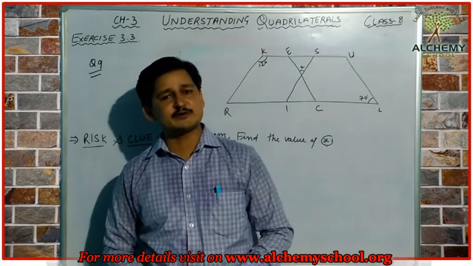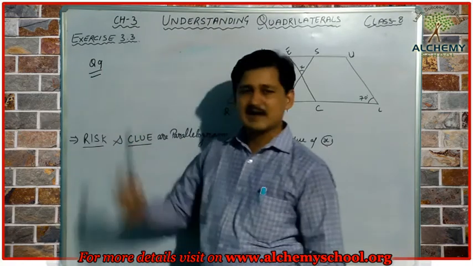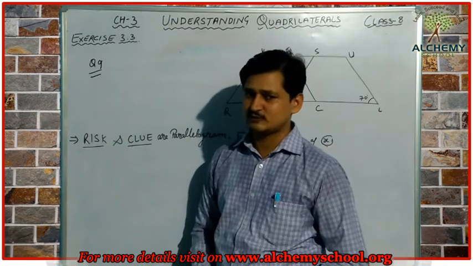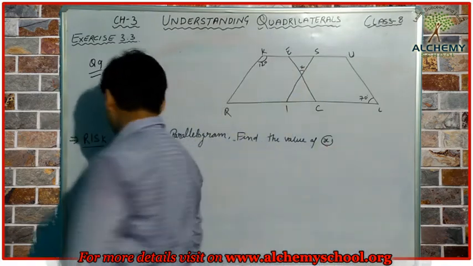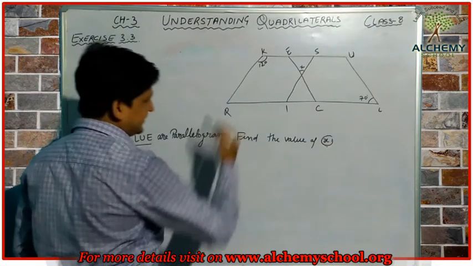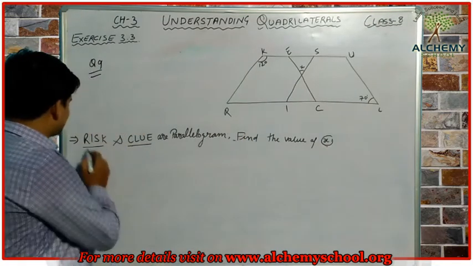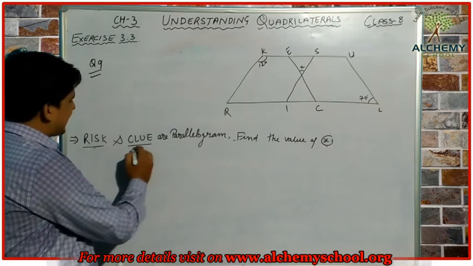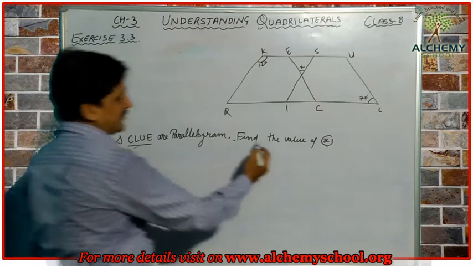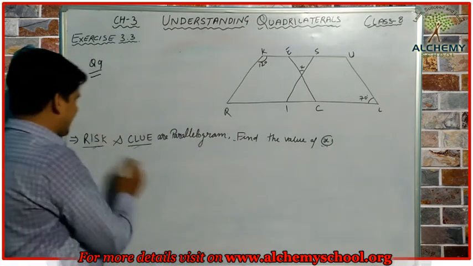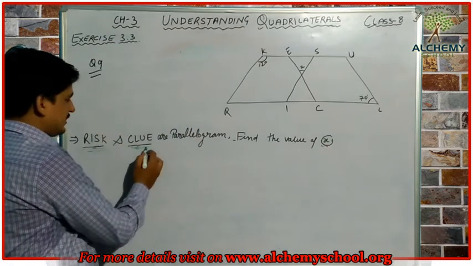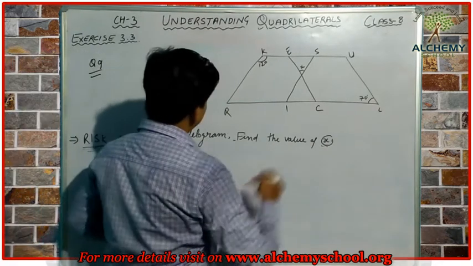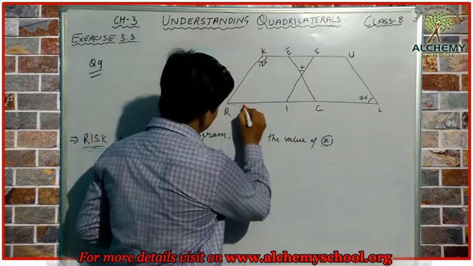The next question that we are going to see here is question number 9. Let's see what is given and what we have to find in question number 9. In question number 9, one figure is given and it is given in the question RISK and CLUE. These both are parallelograms and we have to find the value of x. So first of all, we have to examine these figures.